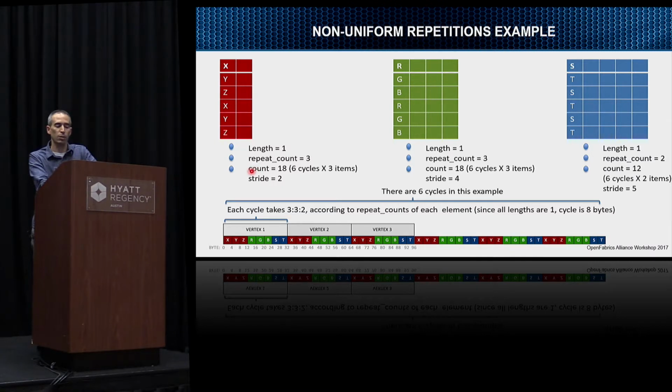The count is the number of elements total that we take from each entry. In our case, it's 18 from the first 2 and only 12 from the third one. It's always a multiplier of the repeat count. And the stride can be different for each entry. In our case, we can see here that the stride is indeed different. So we try to show a more complex example where the memory pattern is not a uniform one.